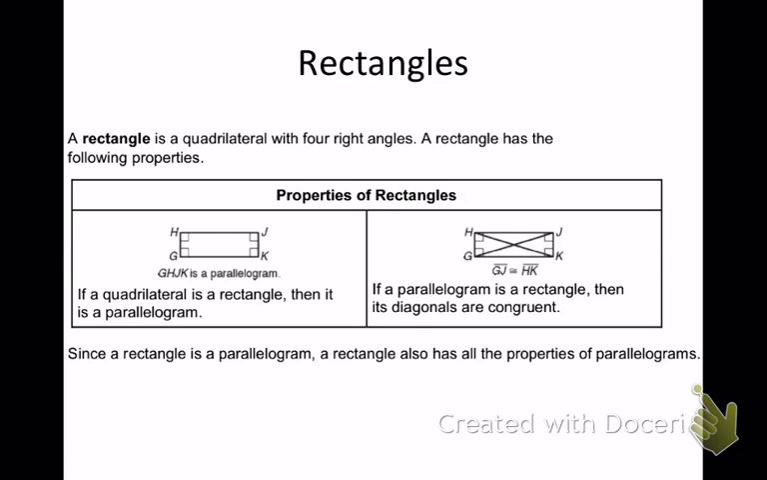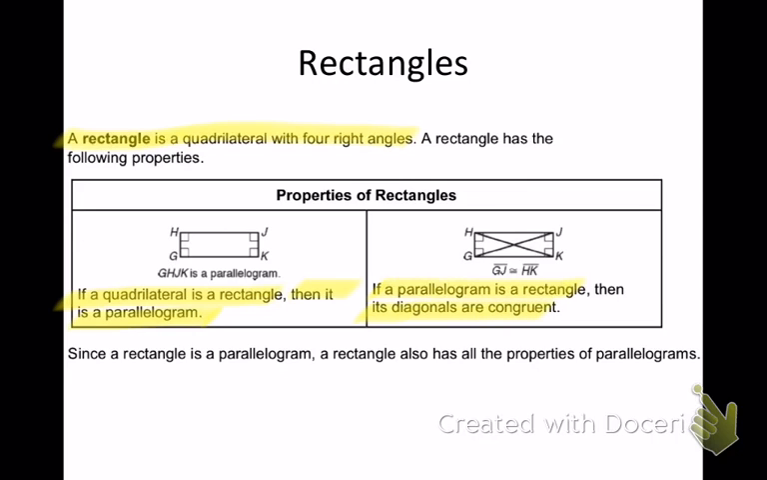A rectangle. Now, a lot of you might be thinking, we've been talking about rectangles for a long time, elementary school all the way up. Yes, that's true. But there are some properties we're going to talk about today. A rectangle is a quadrilateral with four right angles. If a quadrilateral is a rectangle, then it is a parallelogram. So all rectangles are going to be parallelograms. And if a parallelogram is a rectangle, then the diagonals are congruent.